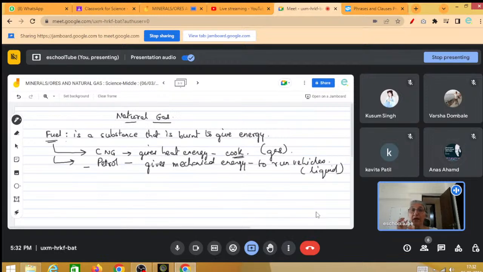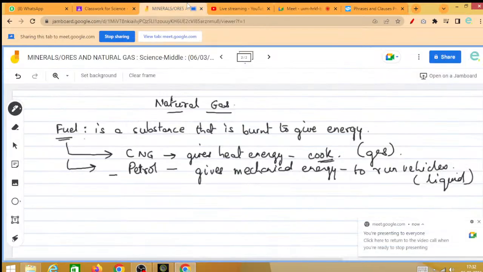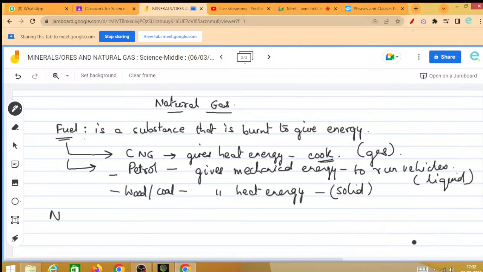Okay, ma'am. Okay. Now we have just started natural gas, but before that I was explaining what fuel is. So fuel, now the third example of fuel is wood or coal. It gives heat energy and it is a solid. So fuel could be either a gas, a liquid, or a solid. Now let's go to natural gas.